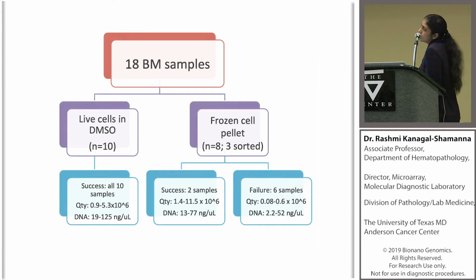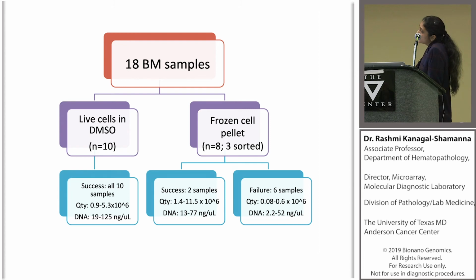So here's what we used. We used 18 bone marrow samples. 10 of these were live cells in DMSO and 8 frozen cell pellets. Now, all of the 10 live cell samples gave us successful results. All had over 1 million cells and significant amount of DNA. On the other hand, for the frozen cell pellet, 2 samples did meet the cutoff of 1 million cells, and both of them gave us the successful results.